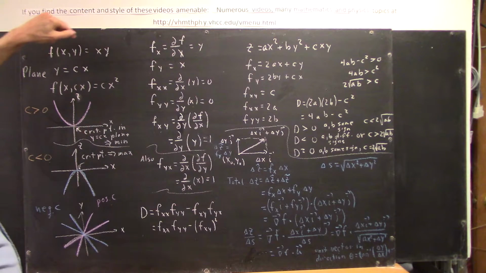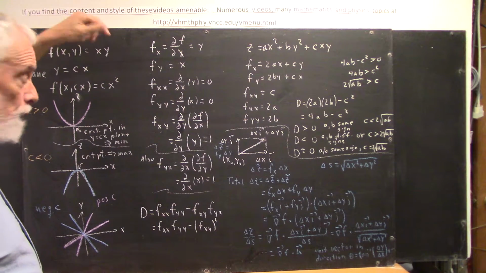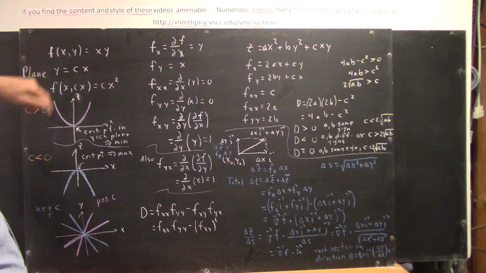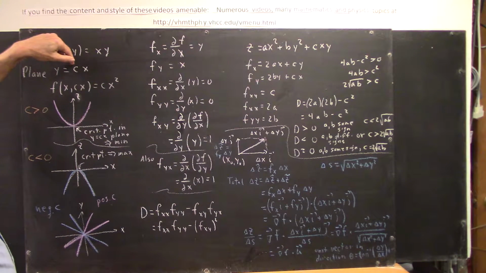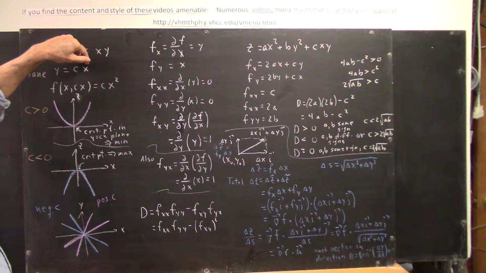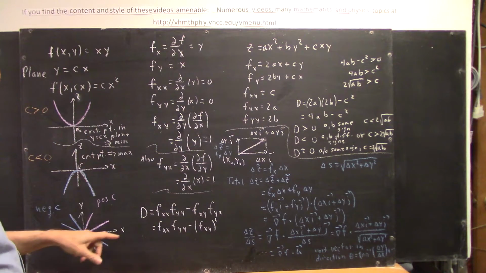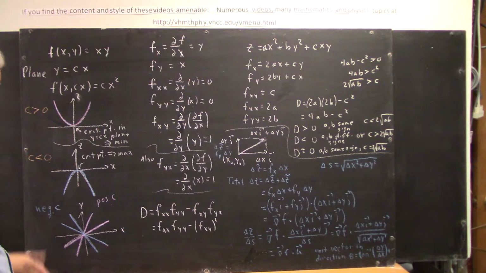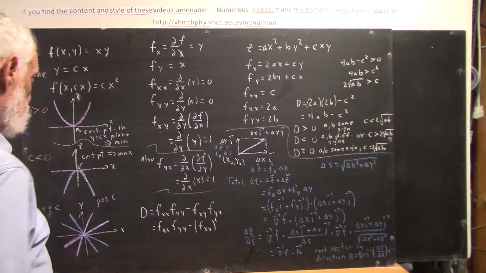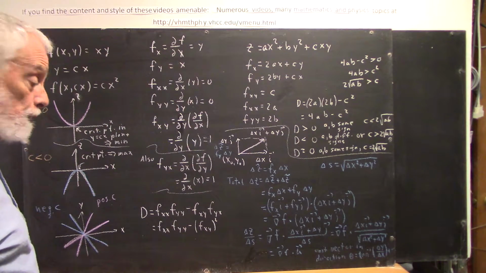Well, we can look at this function as we kind of did before along the line y equals cx. Now that's actually a plane in three-dimensional space, the plane y equals cx. But if we confine ourselves down in the x, y plane, y equals cx is going to be a line through the origin with slope c.